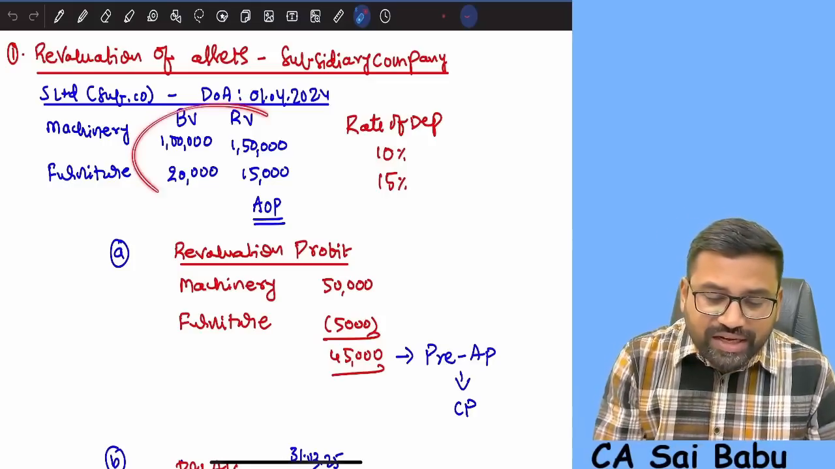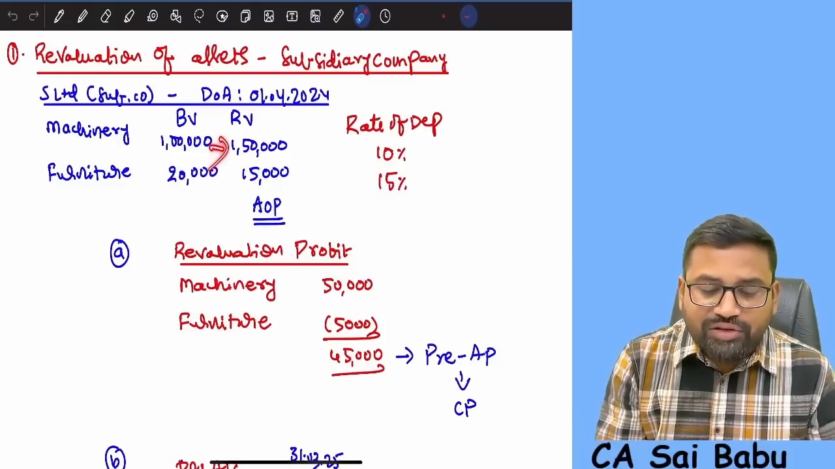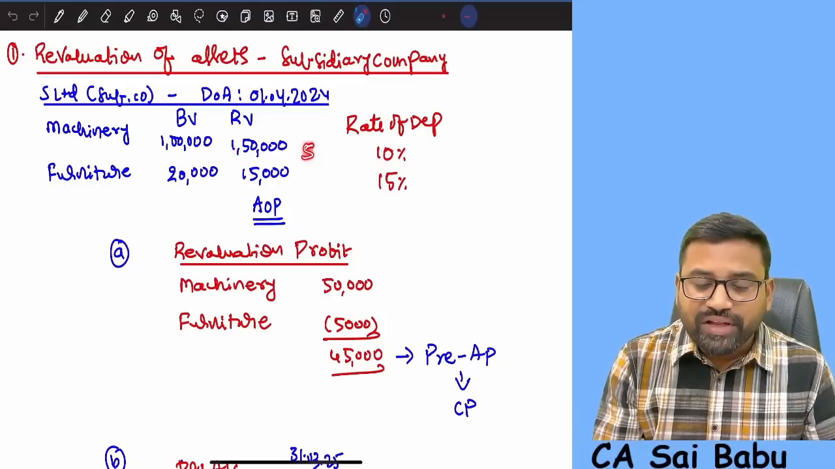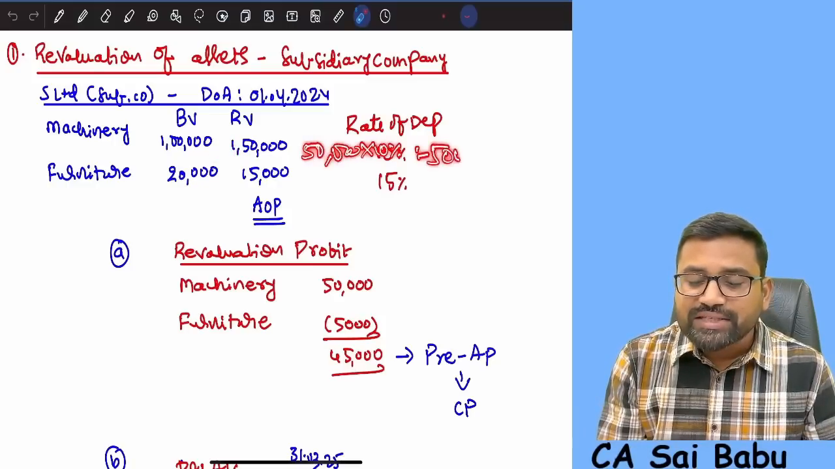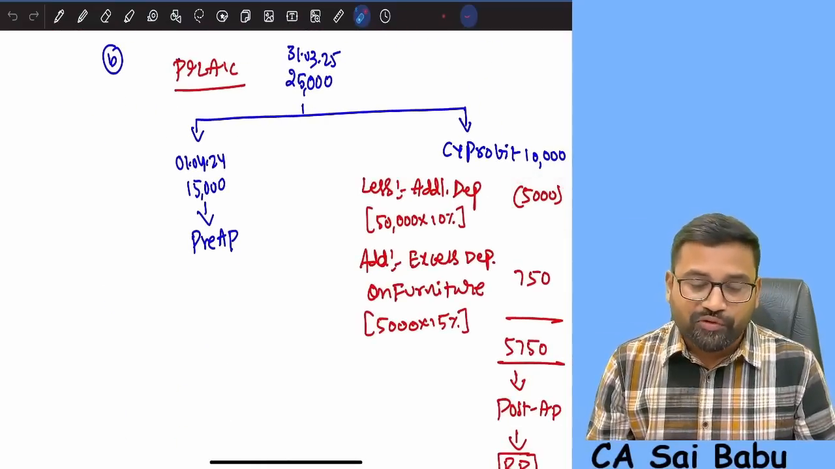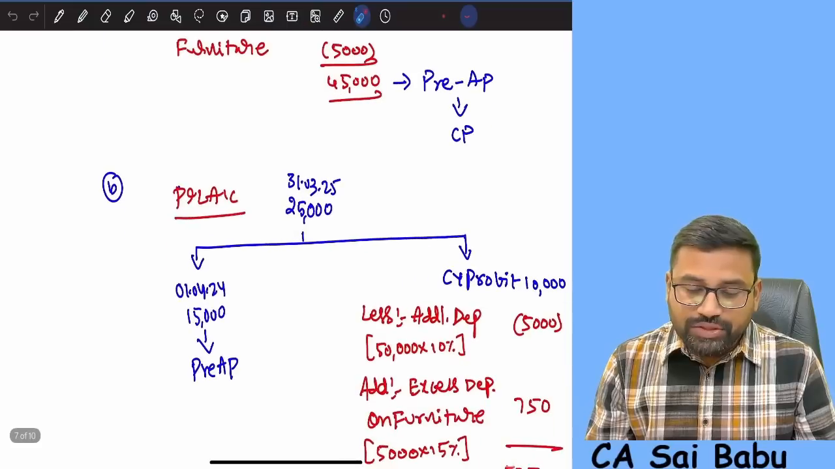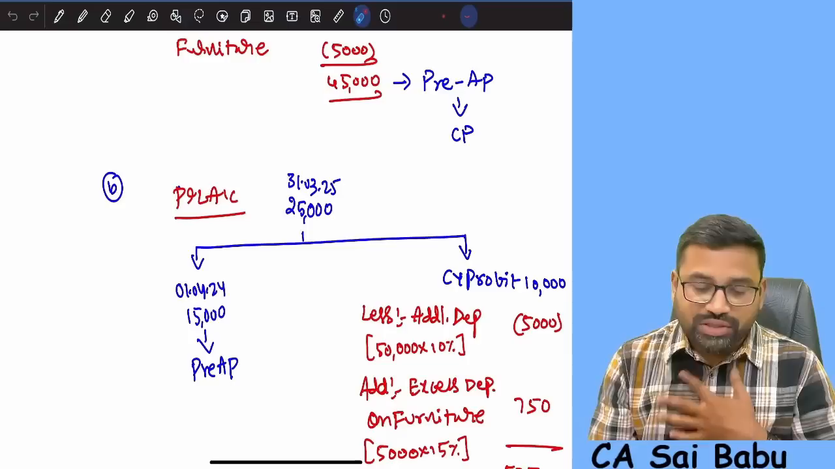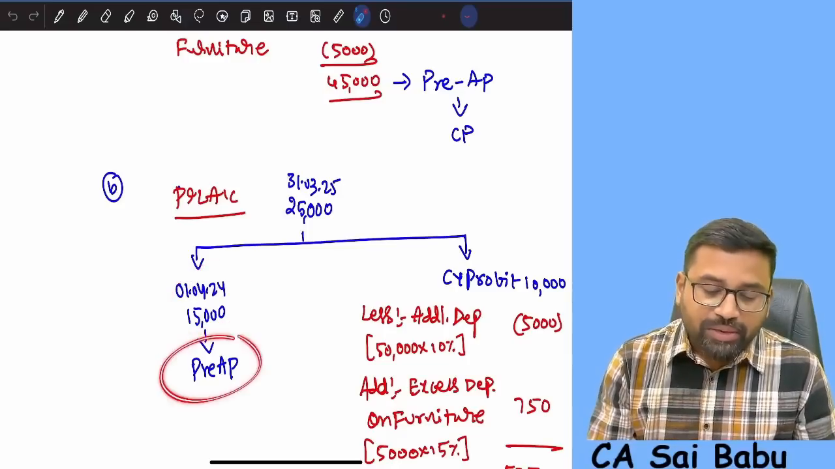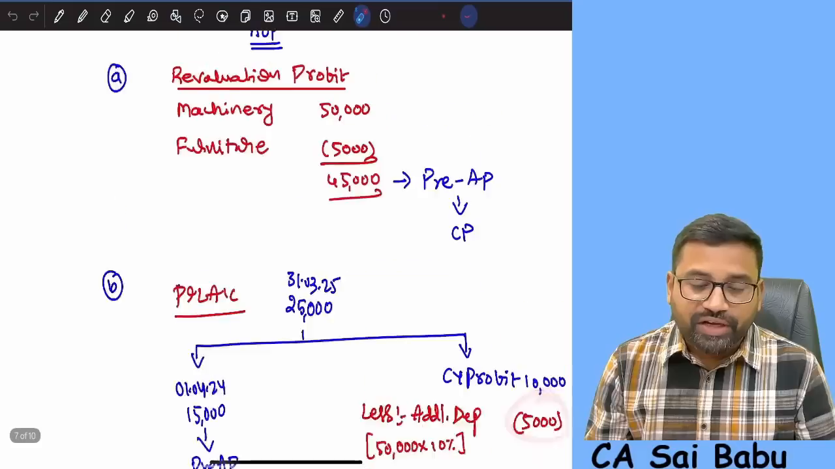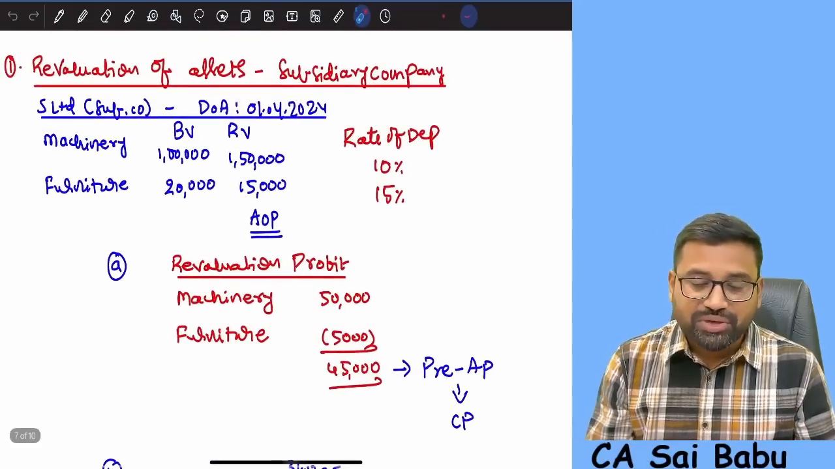Now because of this revaluation, what happened? Machinery value increases, furniture value decreases. If machinery value increases by 50,000, on that additional depreciation of 10% will come. So 5,000 will be the additional depreciation, which is going to reduce my current year profits. That is post-acquisition profits. Okay. So in the question, suppose they have given P&L account closing balance 25,000, opening balance 15,000, the entire opening balance being pre-acquisition profits. So current year profit is 10,000. From this current year profit, I need to reduce additional depreciation because of the revaluation.